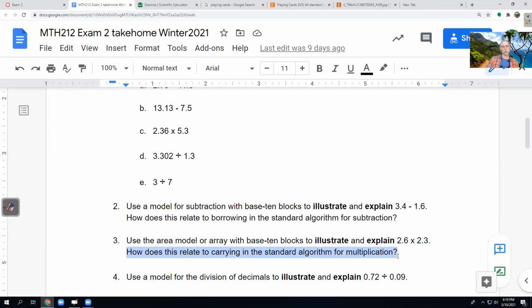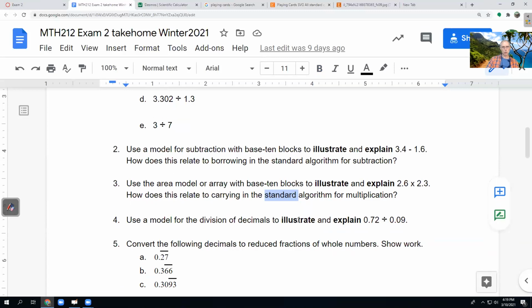Here you had to show the standard algorithm and show anywhere carrying happened, and how it related to how the illustration gave an answer. So again, look back at mine to see how I did my illustration and explanation, and how I related that to the algorithm for subtraction and the algorithm for addition.